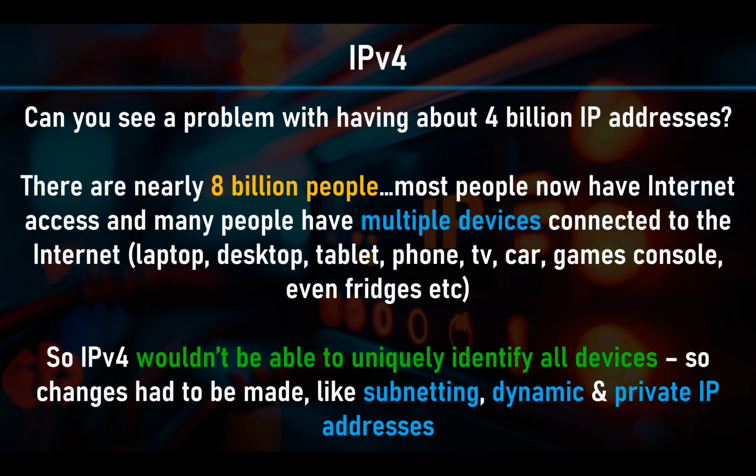So the problem with this then, IPv4 wouldn't be able to uniquely identify all these devices, so change had to be made. And some of those changes, one is going to be subnetting, so basically just breaking down a big network into lots of smaller networks. And the reason for that is we can get a greater utilization of the IP space, so we're not going to have as many wasted unused IP addresses. And if that doesn't make sense, which to be honest it probably won't at the moment, subnetting, we'll look at this later in the video.